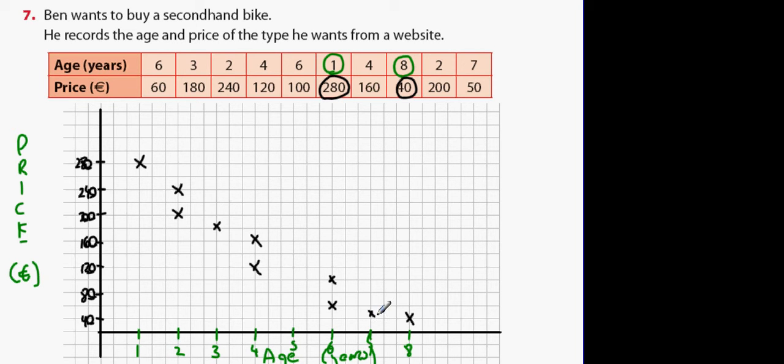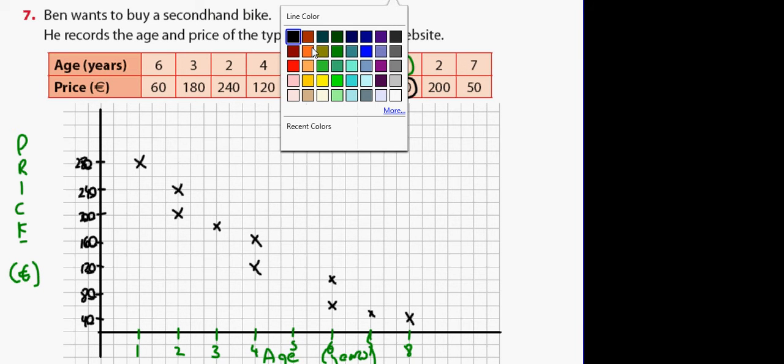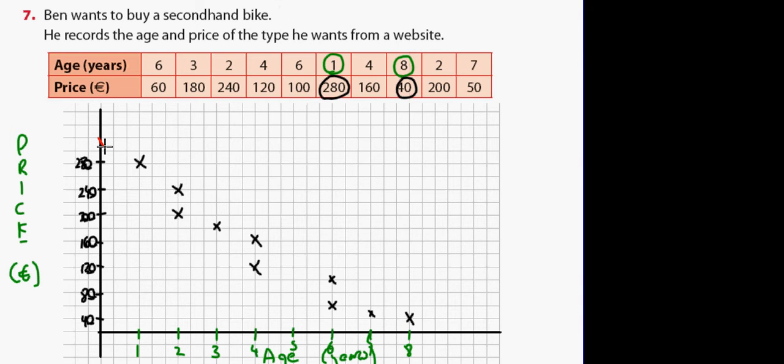Now, what we can see is that the general trend is going to be shown by this red line here. We're trying to fit them all in, so it's going to be something like this maybe. What we have is a reasonably strong negative correlation.